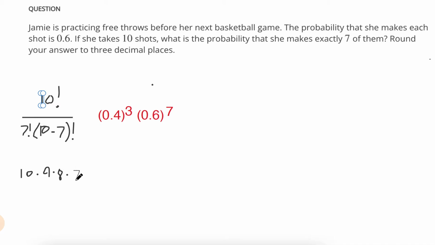times 7 factorial. I'm just rewriting the top of that fraction, and in the bottom we still have a 7 factorial. That's why I stopped at 7 factorial on the top, because I know it's going to cancel out with the 7 factorial in the bottom. So those cancel out, and this is all we have to do in our calculator.